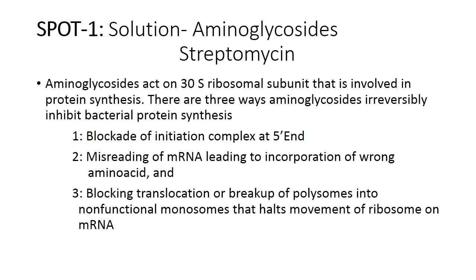is blockade of initiation complex at 5' end, misreading of messenger RNA leading to incorporation of wrong amino acid, and blocking translocation of amino acid chain or breakup of polysomes into non-functional monosomes that halts movement of ribosome on messenger RNA. In this way aminoglycosides inhibit protein synthesis in the bacteria. Therefore, the answer can be streptomycin, gentamicin, amikacin, or any other aminoglycoside.